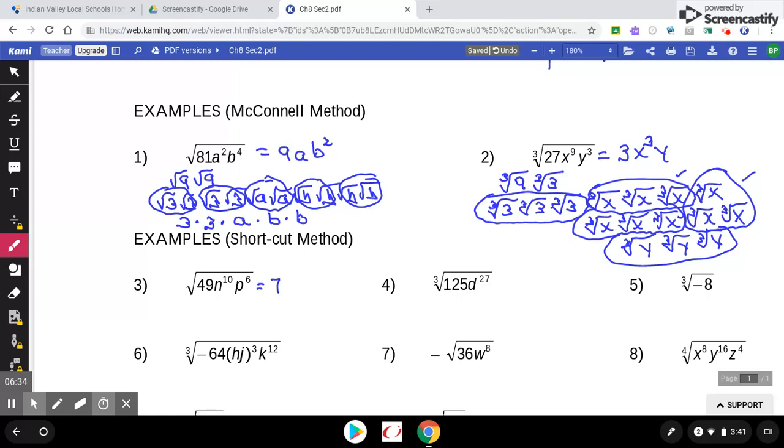So the shortcut with the variables is awfully easy if you remember it, but we do have to remember that the square root is understood to be a 2. So as stated earlier, you just need to divide those. How many times does 2 go into 10? It goes in 5 times. How many times does 2 go into 6?